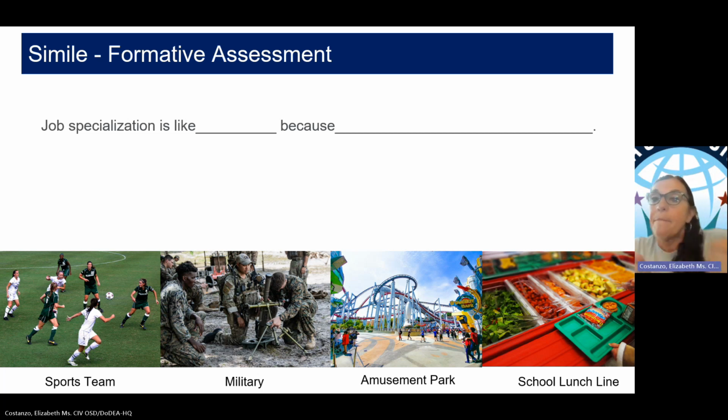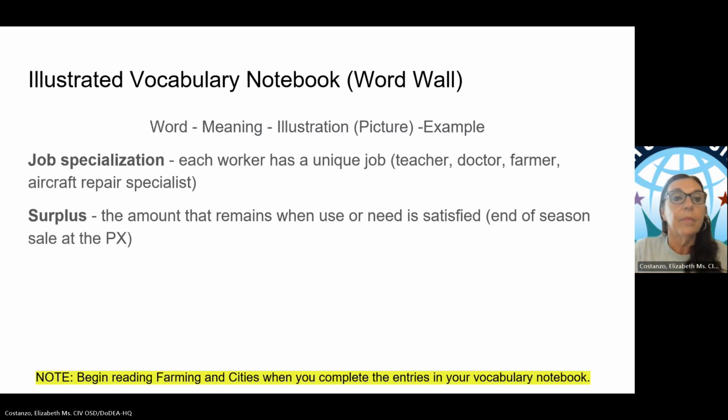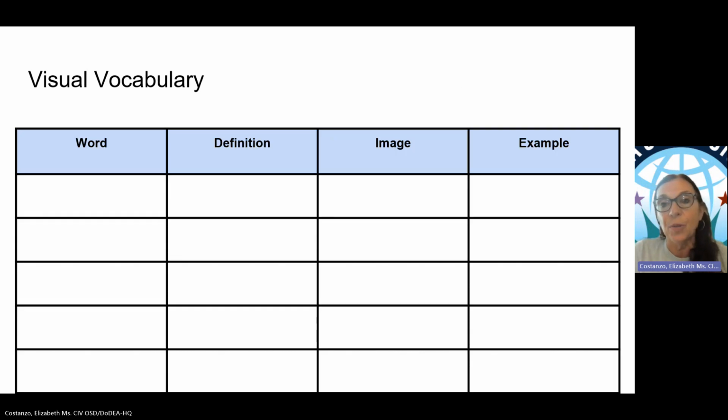Great. Now, back to the vocabulary. I use an illustrated vocabulary notebook and a word wall. So on the word wall, I'd have the words ready to go, job specialization, surplus, to put them up. And then I would have the kids go to their illustrated vocabulary notebook and add job specialization and surplus with the definitions. And what that looks like is this. This is also in your resources. I know this is something we did before in one of our previous professional learnings. So it's the word, the definition, and image, and then the kids will give an example of what that is. So that's the visual vocabulary that ties it all together.